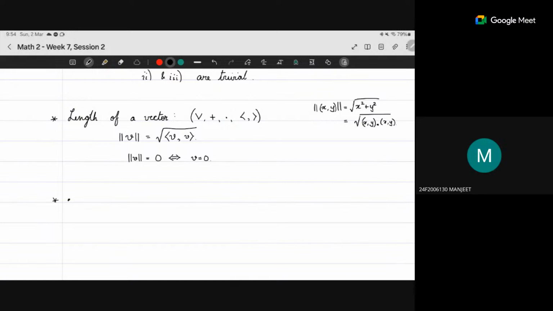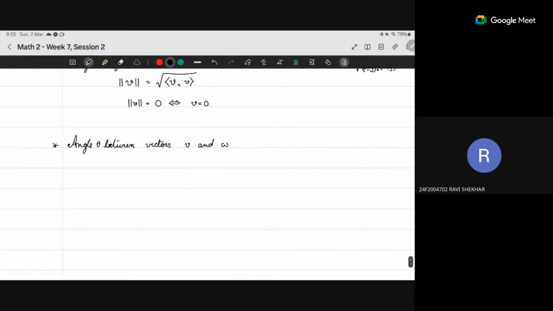So similarly, we can formulate the notion of angle between vectors. So let me call it angle theta between vectors v and w. So what would this be? Let's write it in terms of cos itself. Cos theta would be what? V dot W over the norm of v, norm of w. Yeah, so this would be the inner product of v and w.